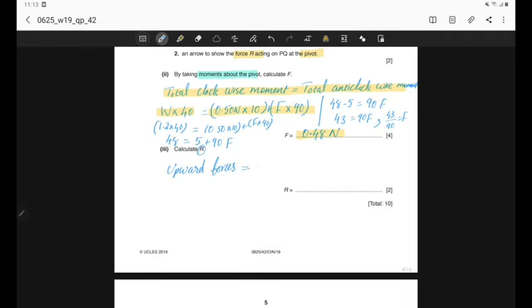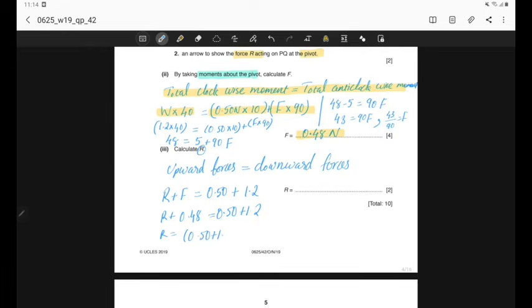So first we can write the equation: upward forces must be equal to downward forces as it is in equilibrium. This is one condition. So the upward forces are reaction force R plus force F, which must be equal to the downward forces, 0.50 Newton plus the weight 1.2. F we also calculated in the previous section, that is 0.48. So R plus 0.48 is equal to 0.50 plus 1.2. So R is equal to, we can take 0.48 to the other side.